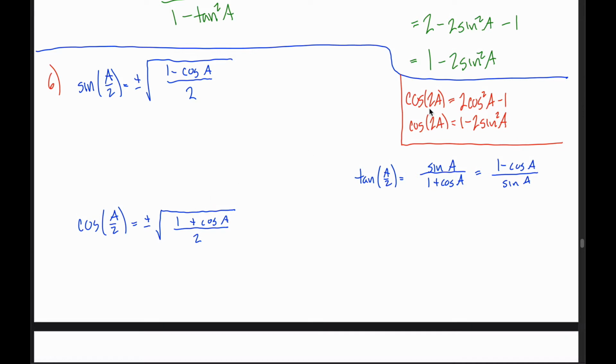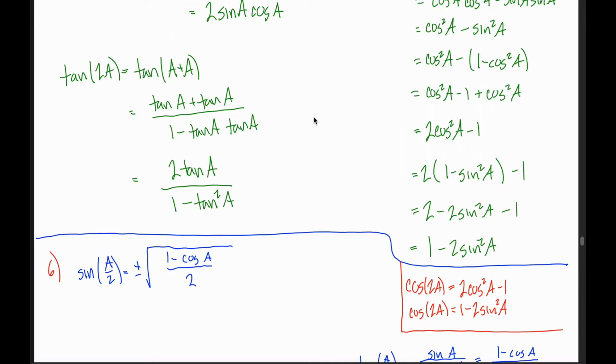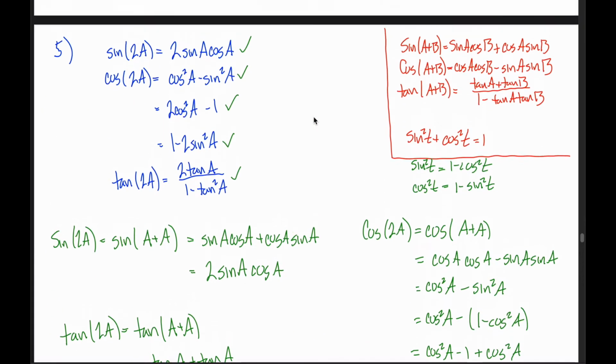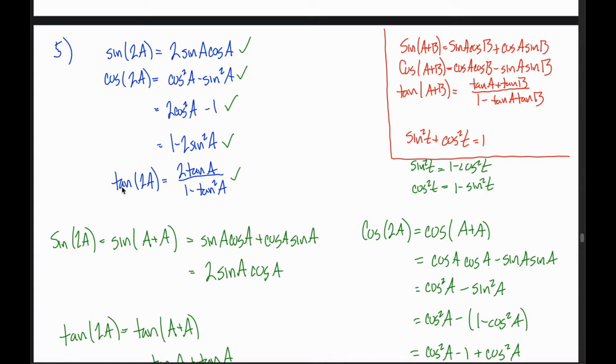All we need is the cosine double angle formula, which are written out here in red. So remember in the previous video when we talked about double angle formulas, we came up with one for sine and one for tangent and then three different ones for cosine. And you probably think that we'd use sine, cosine, and tangent here for the half angle formulas, but we're not going to. We're only going to use the cosine double angle formula and only these two versions of it down here.